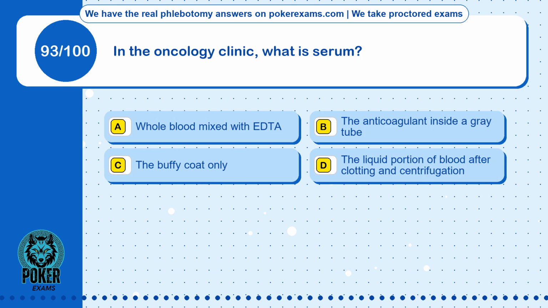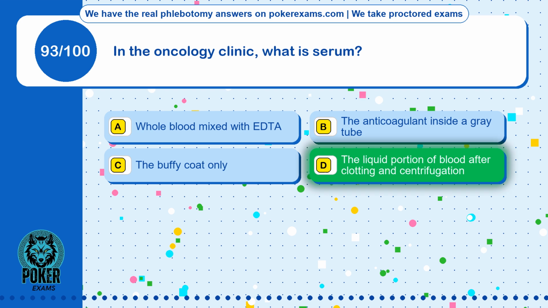Question 93. In the oncology clinic, what is serum? Option A, whole blood mixed with EDTA. Option B. The anticoagulant inside a gray tube. Option C. The buffy coat only. Option D. The liquid portion of blood after clotting and centrifugation.